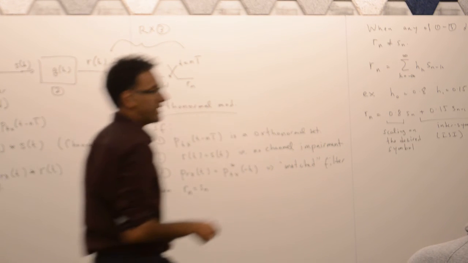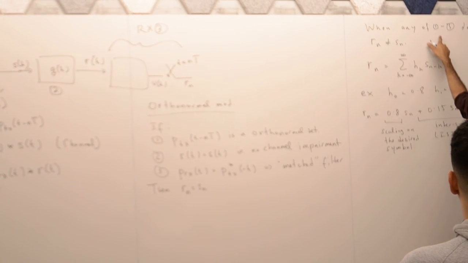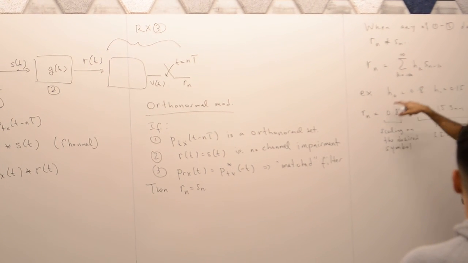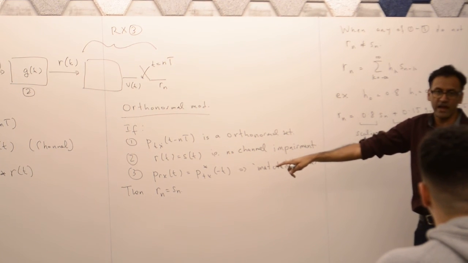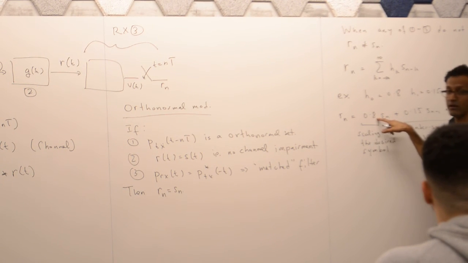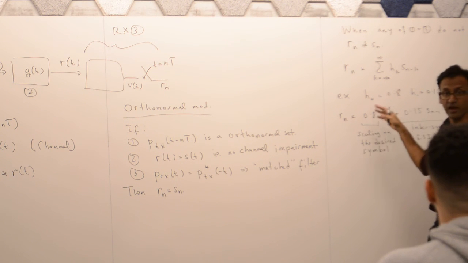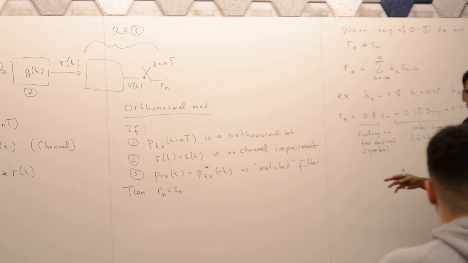So I'm going to show you how to derive this. When conditions 1 to 3 don't hold, more generally you'll end up with a channel where it's not just R[n] equal to S[n]. Instead, R[n] gets scaled by something, which won't depend on the channel, and then you'll have other terms from other delays. Does that make sense?